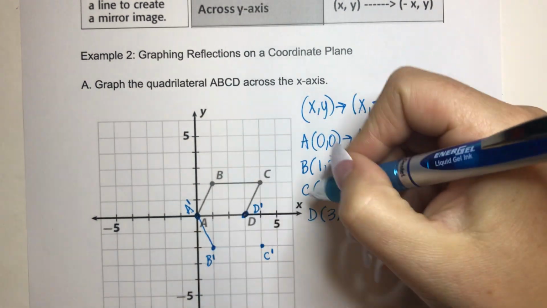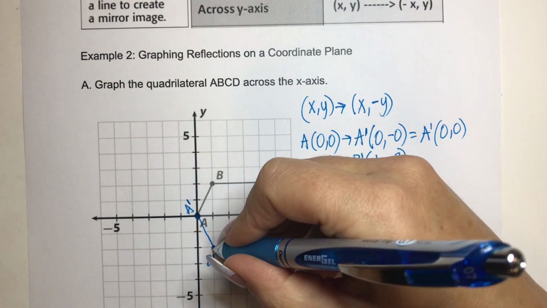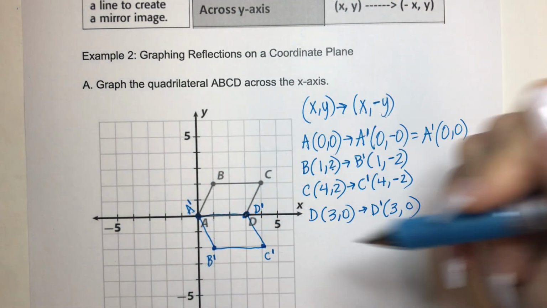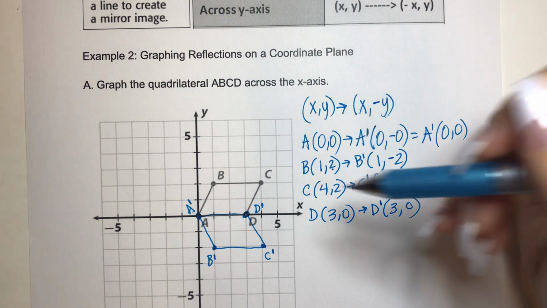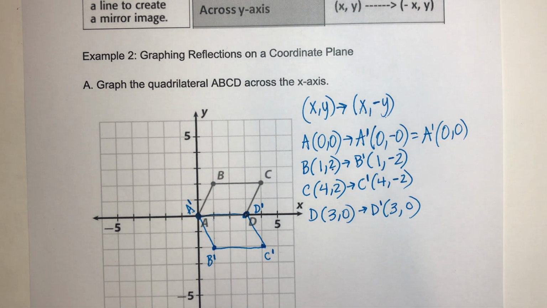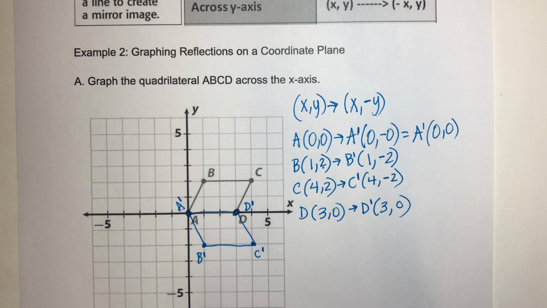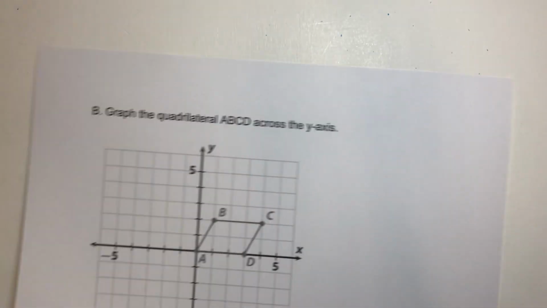So I'm going to make my little quadrilateral here. And there we go. This is what we started with, and then it gets reflected across the x-axis. All right. So you write the rule, you do all the work, you graph it. Boom. That's how these problems work. Okay, on to problem B.